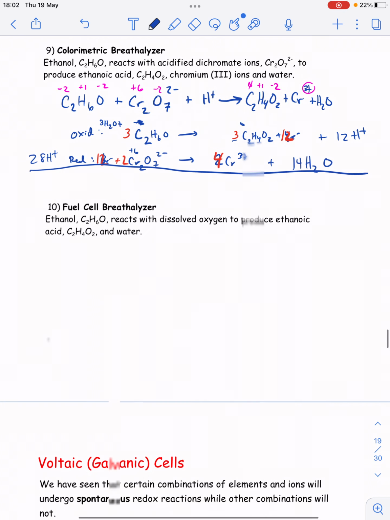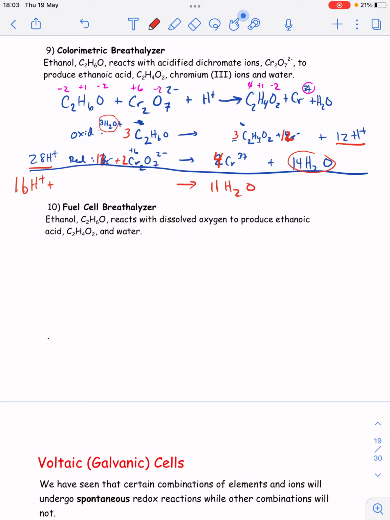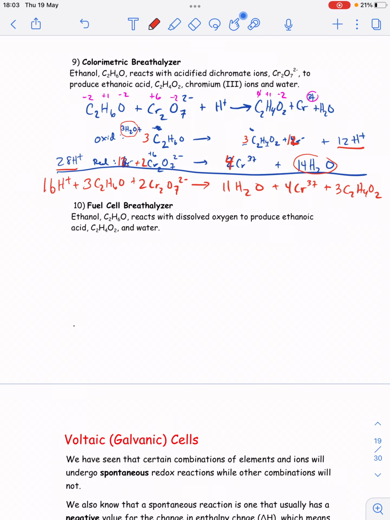Now putting them all together, I've got a lot of cancellation happening. I've got 3 waters on the left and 14 on the right. That leads to 11 water molecules on the right hand side. And I've got 12 H plus and 28 on the left. That's going to lead to 16 H plus on the left hand side. The other ones carry down, the electrons cancel out. Again, it doesn't matter what order I write things in the equation because they're all being added. And now I've got the overall balanced redox equation.